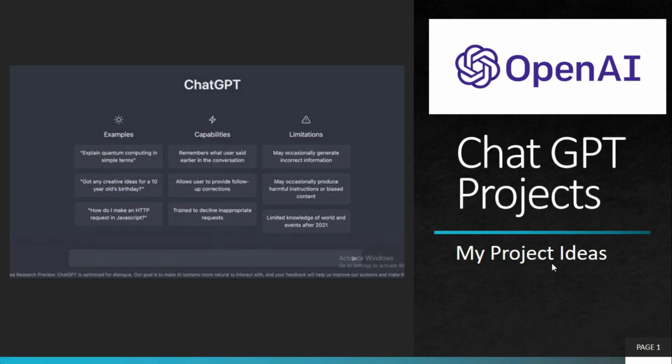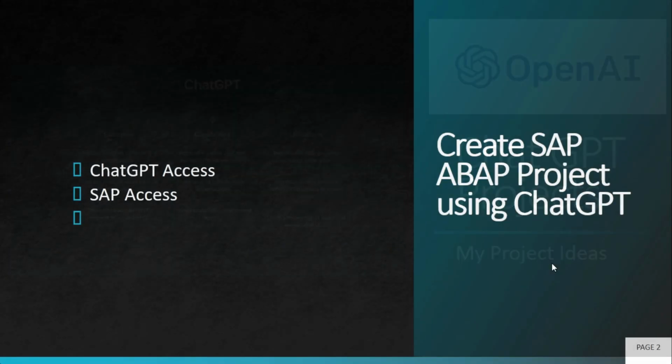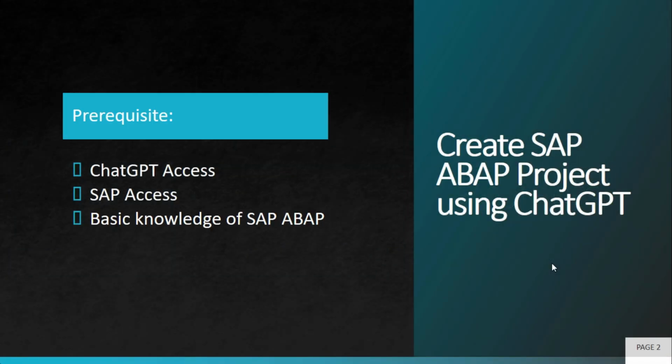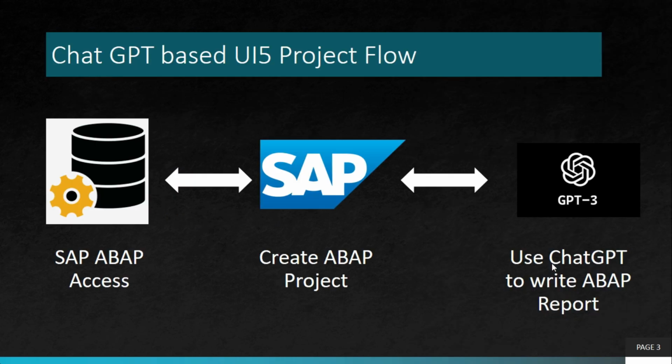This is an ongoing series on ChatGPT. And in this particular video, we'll learn how to create a simple SAP ABAP project using ChatGPT. Apart from this, we'll also discuss a few more aspects of ChatGPT for SAP ABAP developers. There are a few prerequisites: you need to have ChatGPT access, you need to have SAP IDE access so that you can write ABAP code, and it's good to have basic knowledge of SAP ABAP.